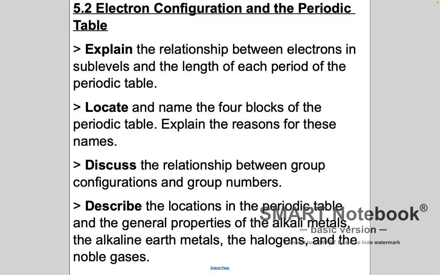Okay, so in this short video lecture, I'm going to go through 5.2 notes on electron configuration in the periodic table. Basically, I'm going to talk about electrons and their relationship in the sublevels and why the length of each row of the periodic table is the way it is. And then also go through the 4 blocks of the periodic table, S, P, D, and F, which were the shapes of our orbitals when we discussed electron configuration in chapter 4.